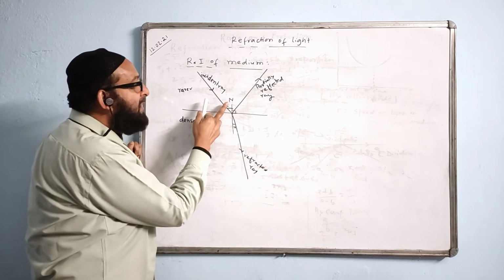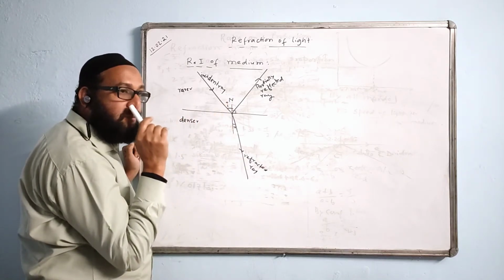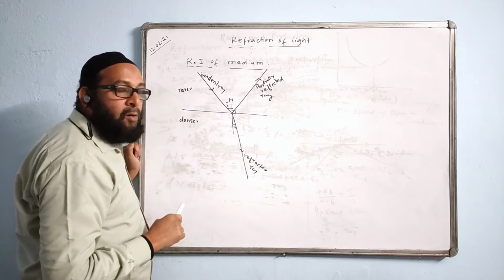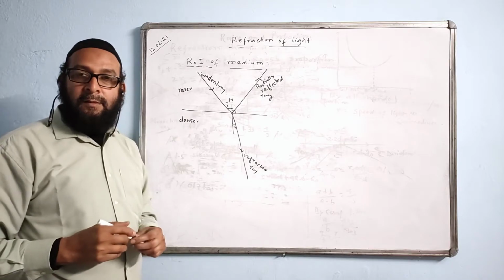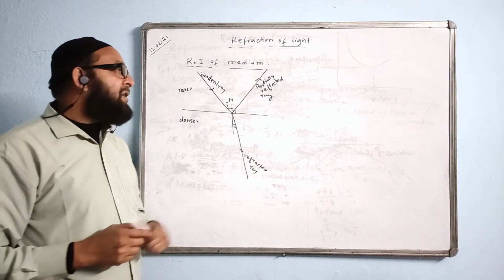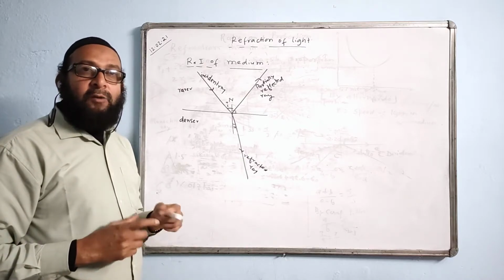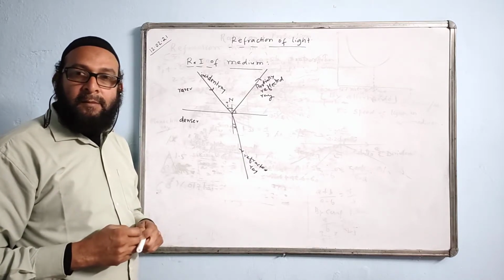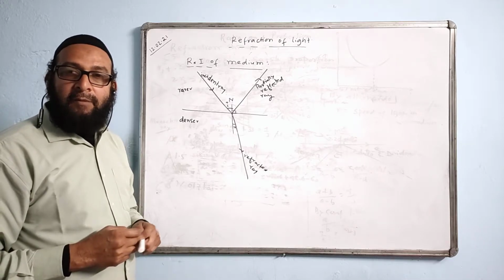How are these two angles related? I and R. How are they related to one another? Tell me, one of you. How are the angles I and R related to one another? What is the relationship between I and R? Are they equal? Amarnath? Anyone?